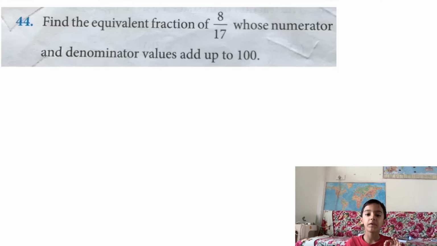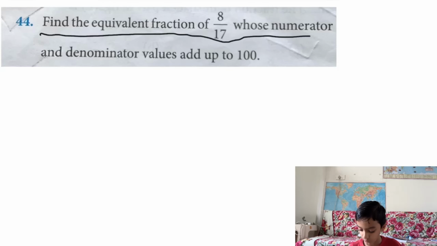Hi, today we'll discuss the homework question that I gave you in previous class and we'll discuss some assertion reason questions. Let's start with the homework question. The question was: find the equivalent fraction of 8 by 17 whose numerator and denominator values add up to 100. Here they are saying we have to find the equivalent fraction of 8 by 17, that fraction whose numerator and denominator add up to 100.